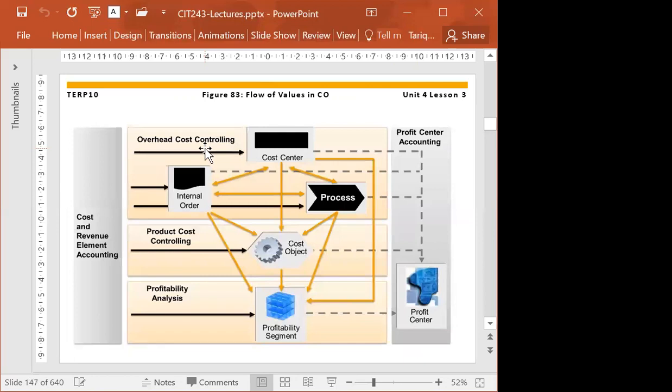So the costs are coming. We are receiving the cost in the cost center. We are receiving the cost in the internal order. Now, this cost center will distribute the cost to another cost object. This might be a photocopy machine, and this might be a department. So it is distributing the cost to the cost centers. It might be sending to the processes, and we are receiving the cost from the different processes through the internal order.